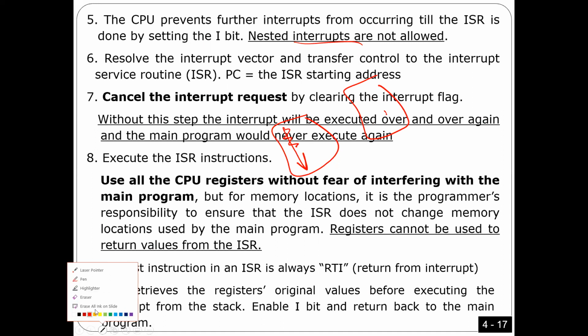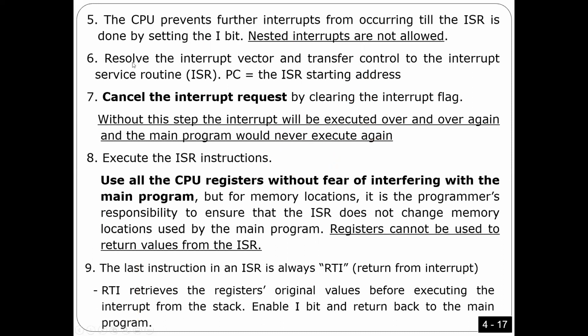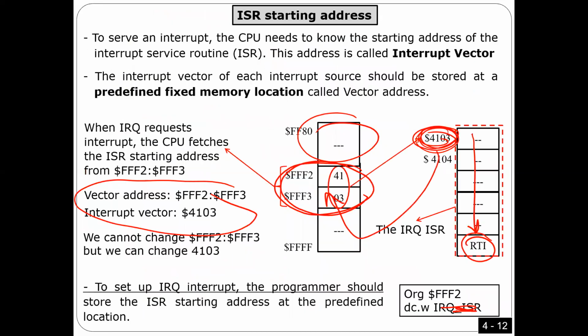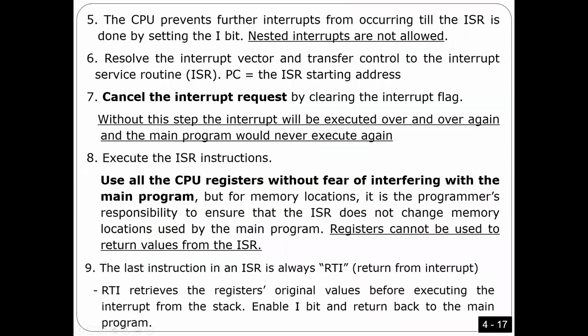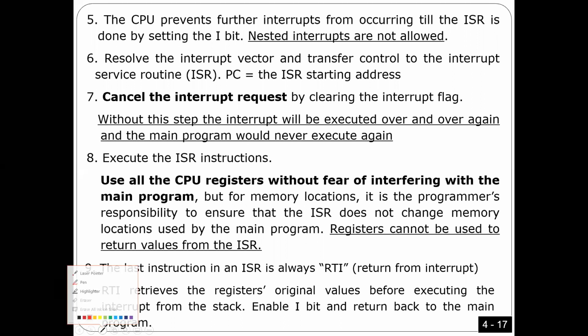And then after that, the CPU should resolve the interrupt vector. This is the beginning address, so it has to get the beginning address from this location, as I explained, and put it in the PC in order to branch to the interrupt subroutine. This is step number 6. Step number 7, here inside the interrupt subroutine, you have to cancel the interrupt request. As I told you, this is your responsibility. Everything I explained before was not your responsibility. I'm just explaining how it works, but you don't need to do it.